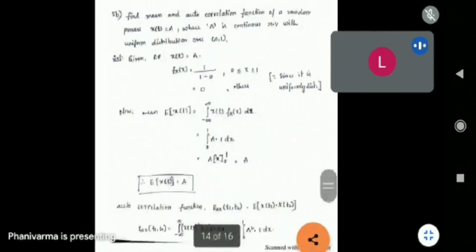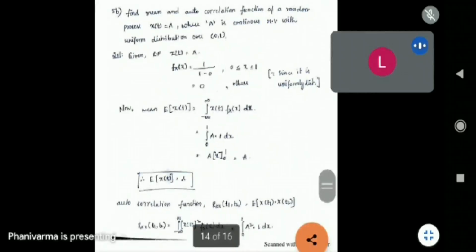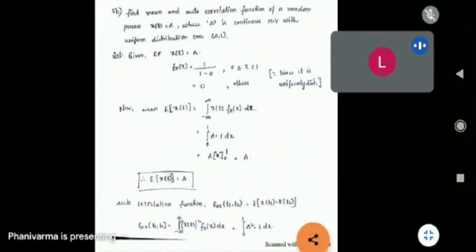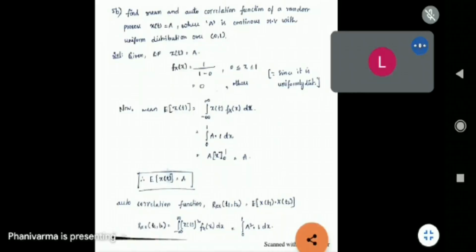The next question given is to find the mean and autocorrelation function of a random process x(t) equal to A, where A is a continuous random variable with a uniform distribution over 0 to 1. Let us write what is given in the question: a random process x(t) equal to A is given. It is a continuous random variable with uniform distribution over 0 to 1, where fX(x) is equal to 1 by (1 minus 0) for the given condition, between 0 and 1, and it is 0 for the remaining, since it is a uniform density function.